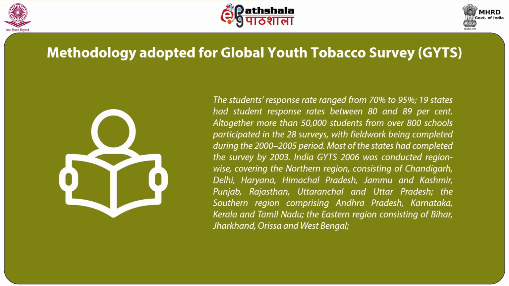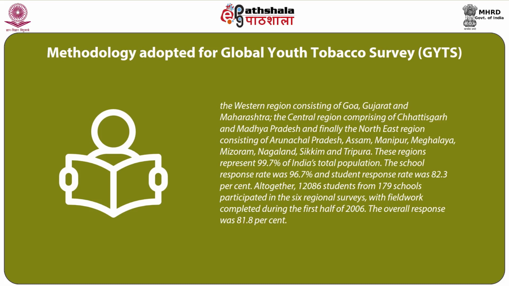India GYTS 2006 was conducted region-wise, covering the northern region consisting of Chandigarh, Delhi, Haryana, Himachal Pradesh, Jammu and Kashmir, Punjab, Rajasthan, Uttaranchal and Uttar Pradesh; the southern region comprising Andhra Pradesh, Karnataka, Kerala and Tamil Nadu; the eastern region consisting of Bihar, Jharkhand, Orissa and West Bengal; the western region consisting of Goa, Gujarat and Maharashtra; the central region comprising Chhattisgarh and Madhya Pradesh; and finally the northeast region consisting of Arunachal Pradesh, Assam, Manipur, Meghalaya, Mizoram, Nagaland, Sikkim and Tripura. These regions represent 99.7% of India's total population.